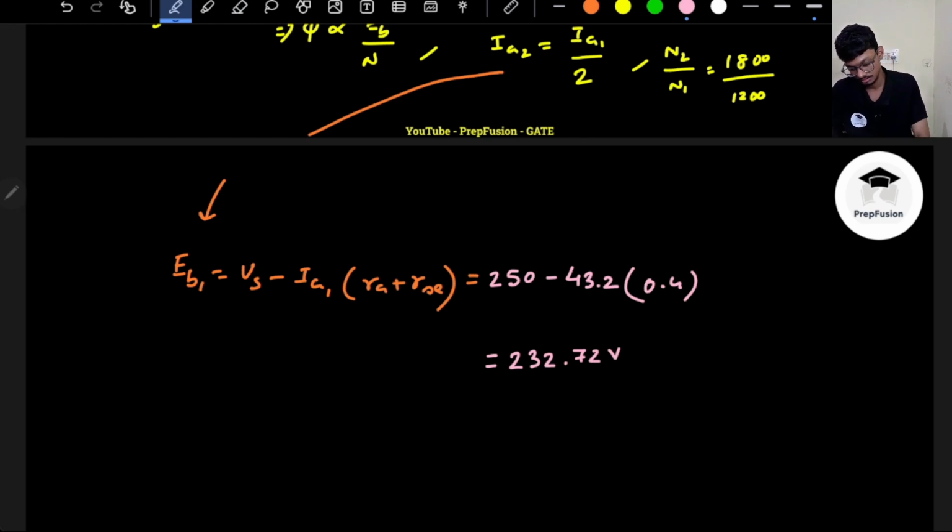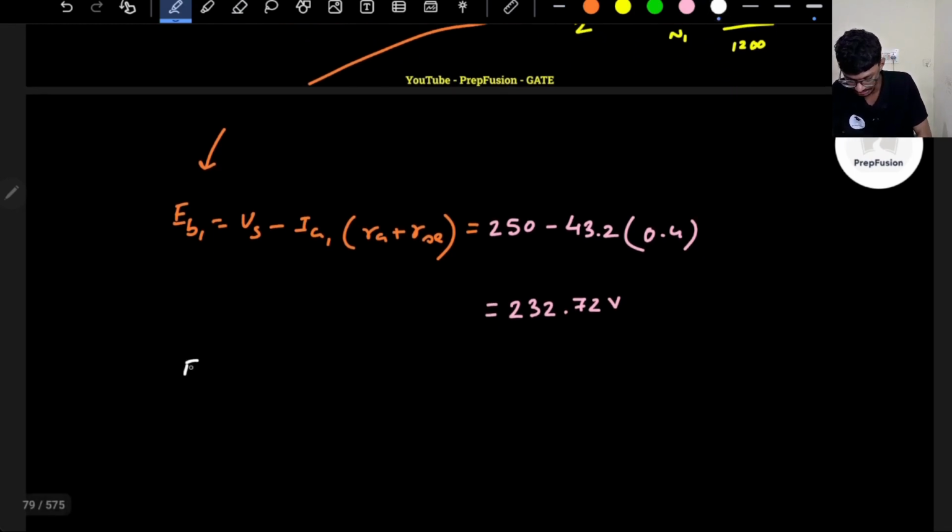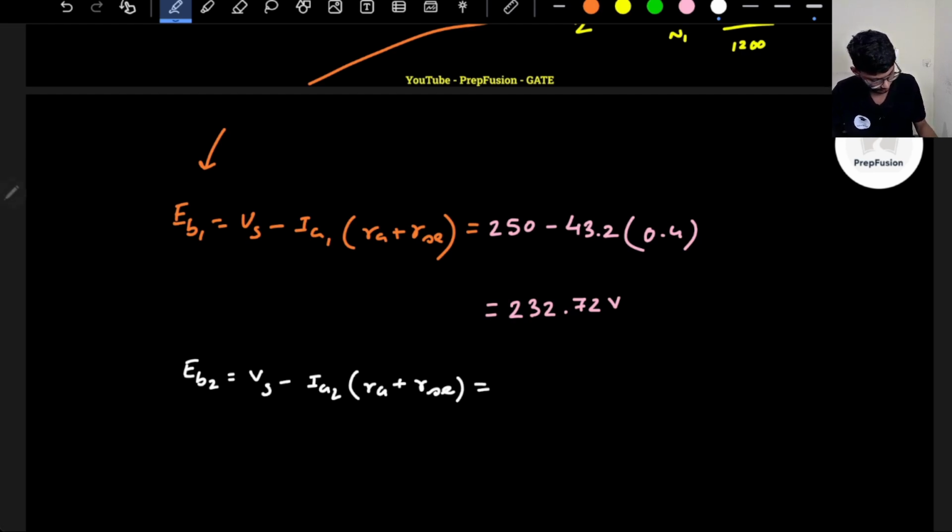Now, in the second case, current has been reduced, so current has been halved. So it will be again Vs minus Ia2 into (Ra plus Rac). So it will be 43.2 divided by 2, into 0.4, which is 8.64. So 250 minus 8.64 is 241.36. This will be the voltage in the second case.